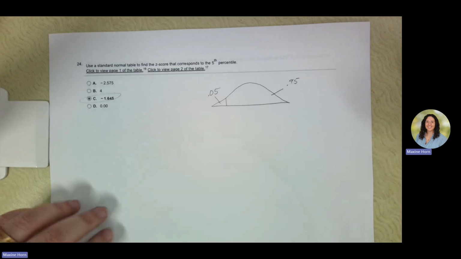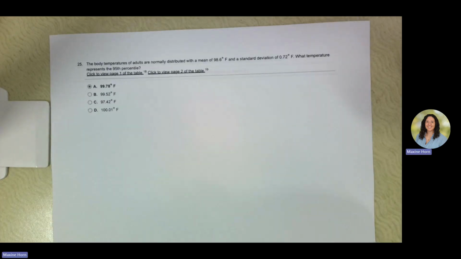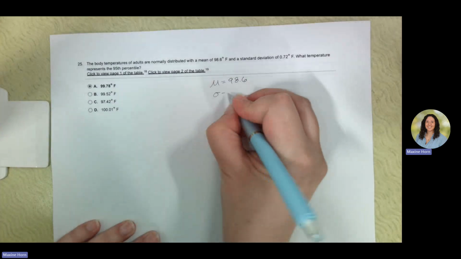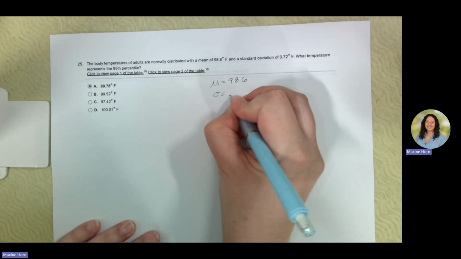Number 25. Body temperatures of adults are normally distributed with a mean of 98.6. Let's go ahead and label some of these, right? Mean, 98.6. Standard deviation equals 0.72. What temperature represents the 95th percentile?